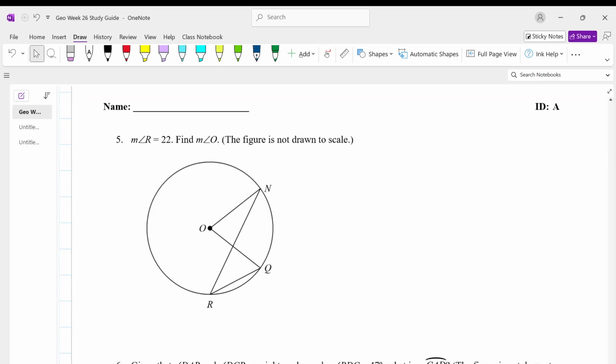Problem number 5. All right, the measure of angle R is 22. So this angle is 22 degrees. It's an inscribed angle, okay? Its vertex is on the circle. Its intercepted arc is NQ. Find the measure of angle O. You need this angle right here.